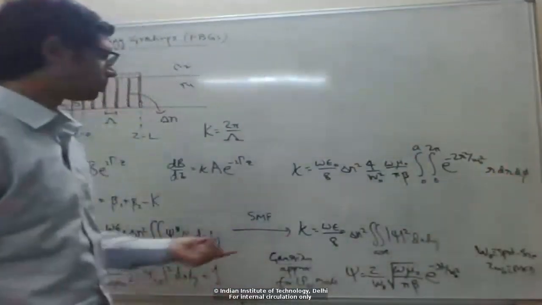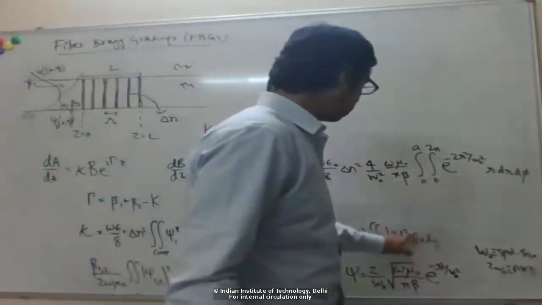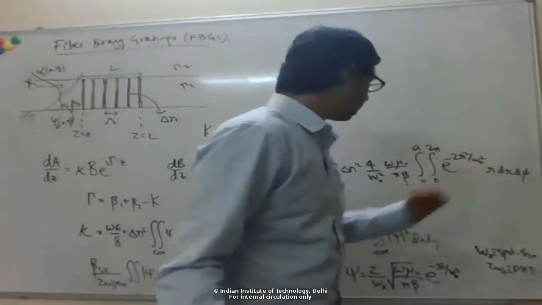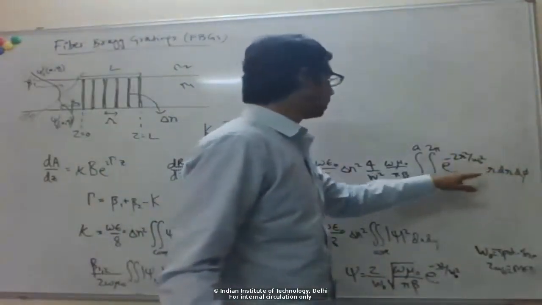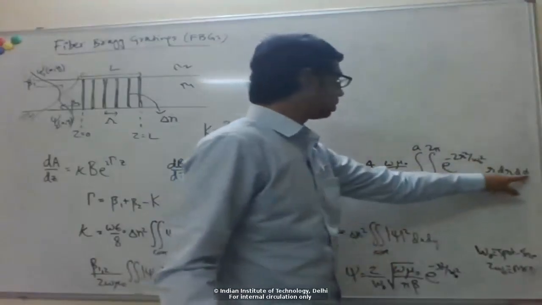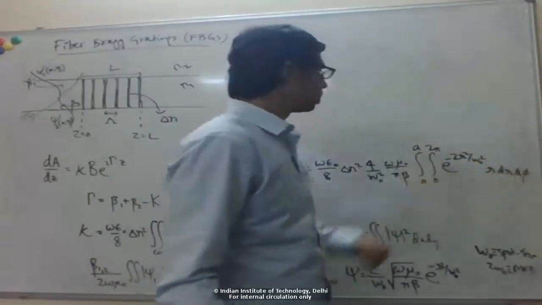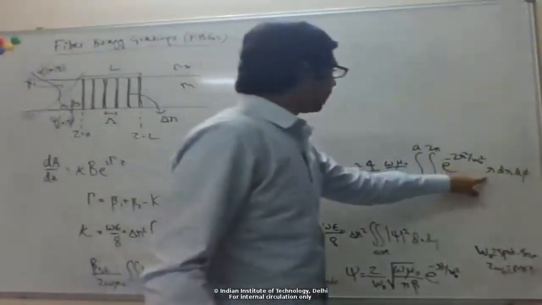So we do this integral over the area in cylindrical coordinates because that's easier to do. So we have r going from 0 to a in the core region, and then the azimuth angle going from 0 to 2 pi. This integral is very easy to evaluate.